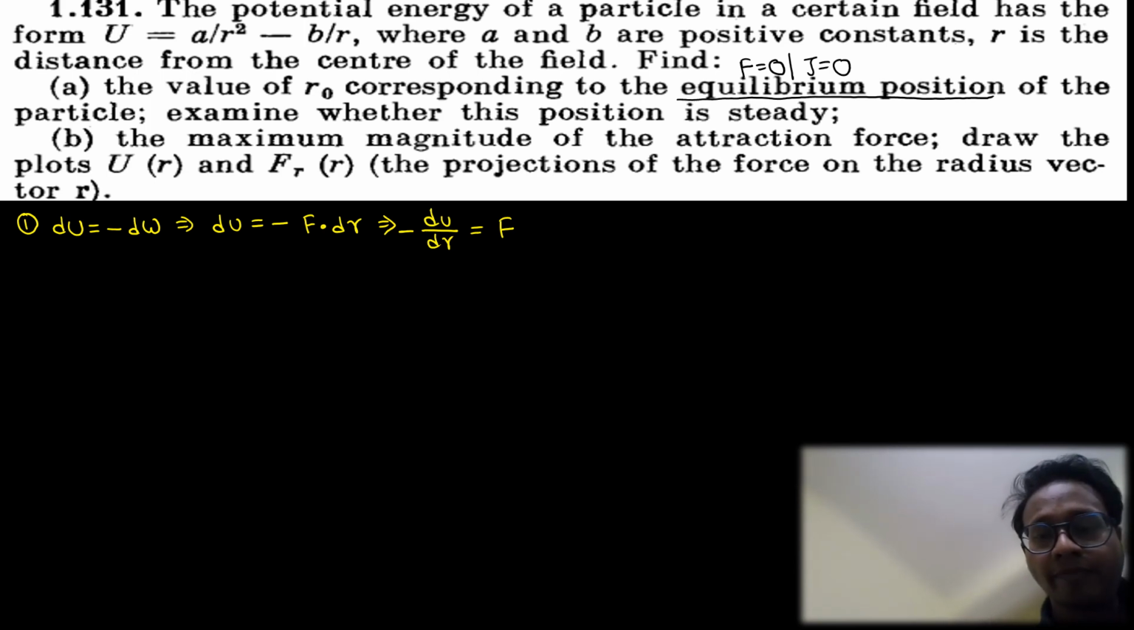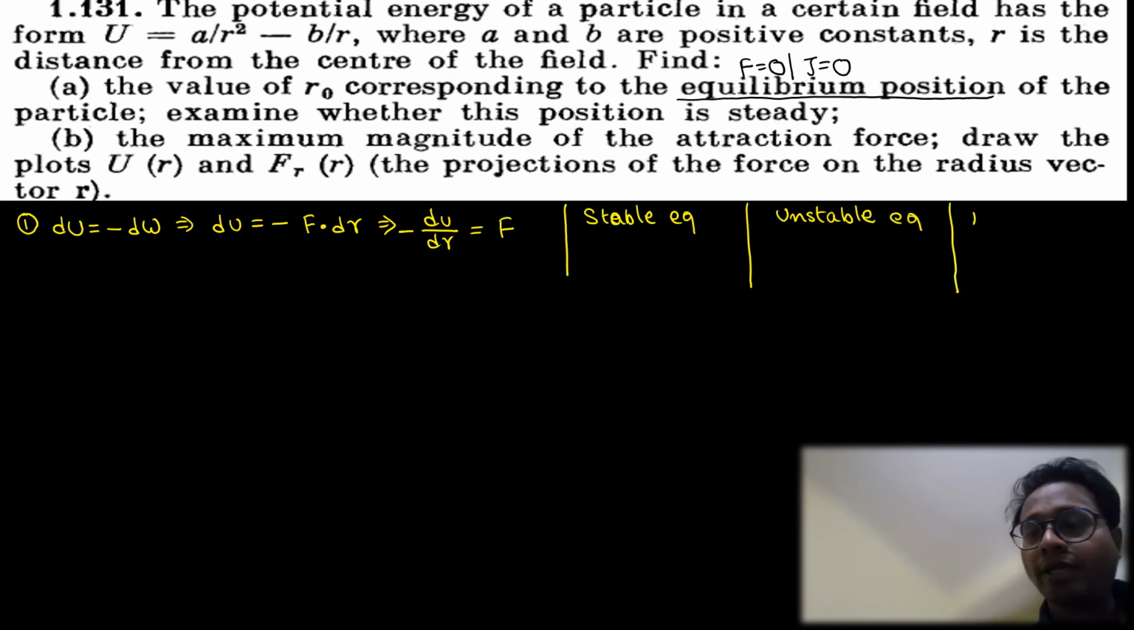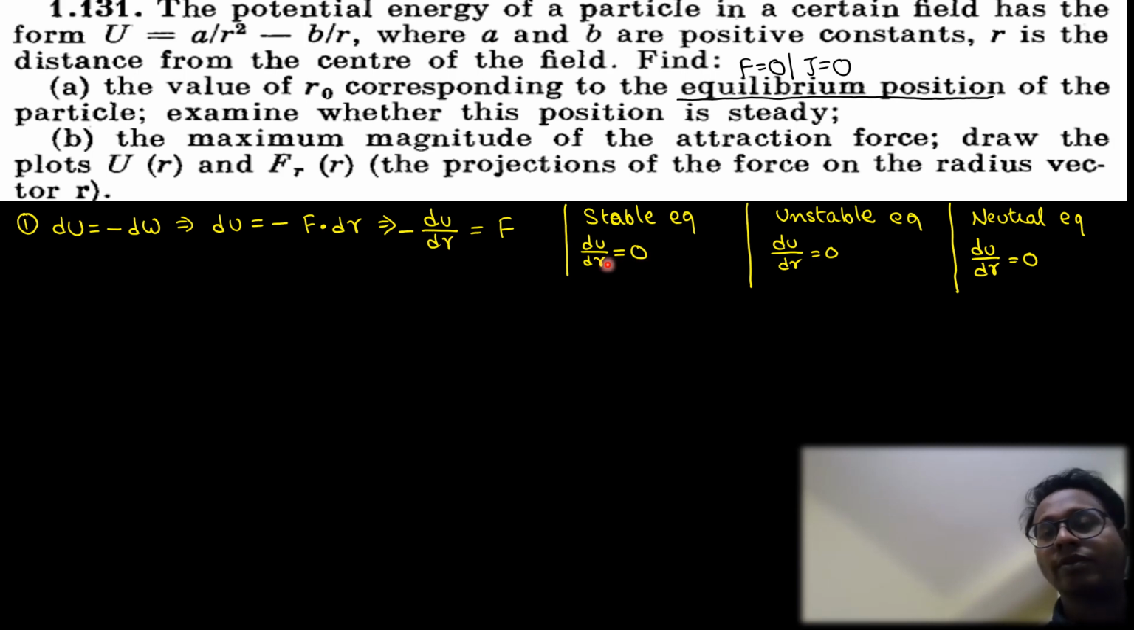Now there are three kinds of equilibrium. First one is stable equilibrium. Second one is unstable equilibrium. And the third one is neutral equilibrium. Whenever there is the word equilibrium, the first necessary condition is net force is equal to 0, or du by dr is equal to 0, since du by dr is equal to negative of force. This is the first condition of any kind of equilibrium.